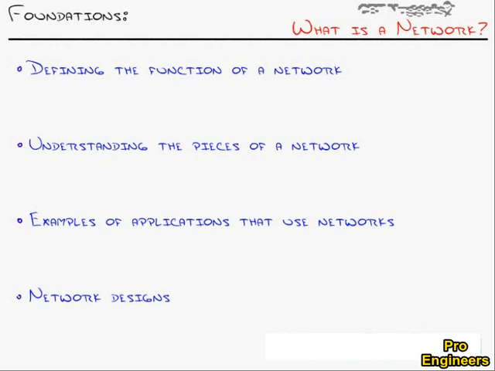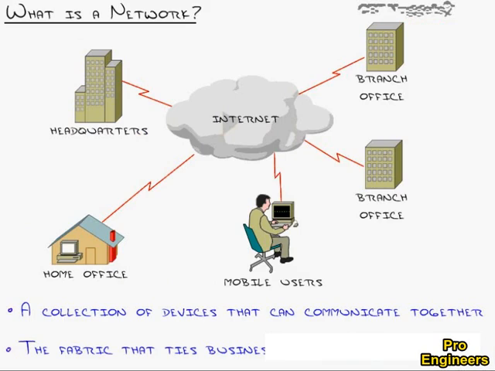Number one, function of a network. Number two, the pieces that make the network tick. Number three, the applications that use the network. And I would say that's a pretty big one, because that's when you start getting to the return on investment question. Why should I spend $100,000 for this? What will I get back? Finally, we'll look at some network designs of how all these pieces fit together.